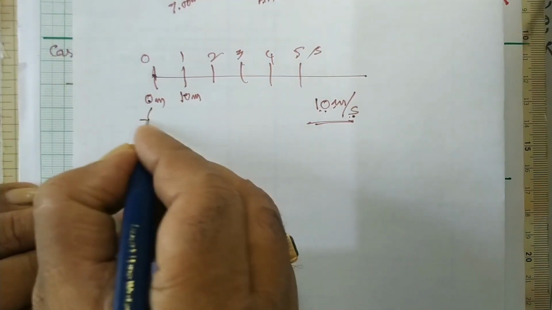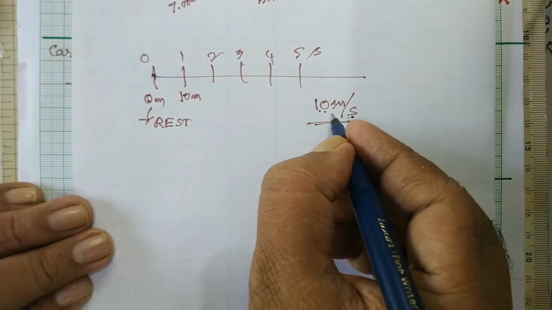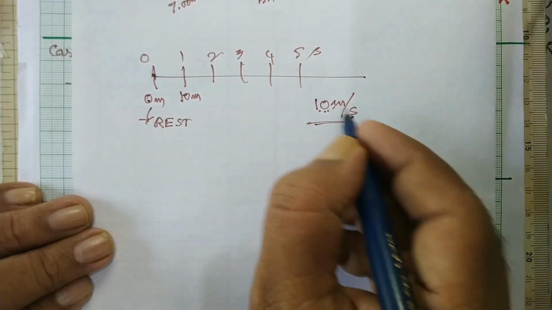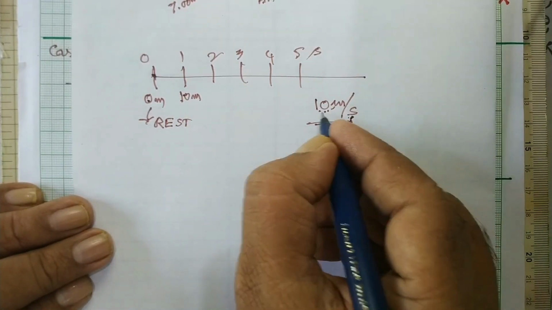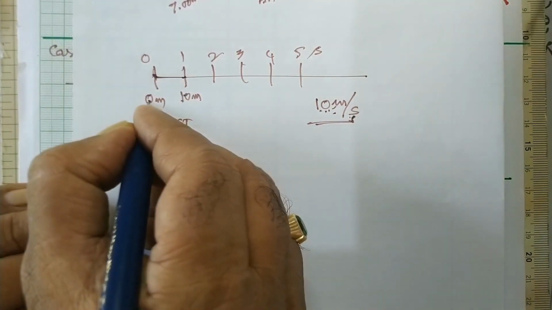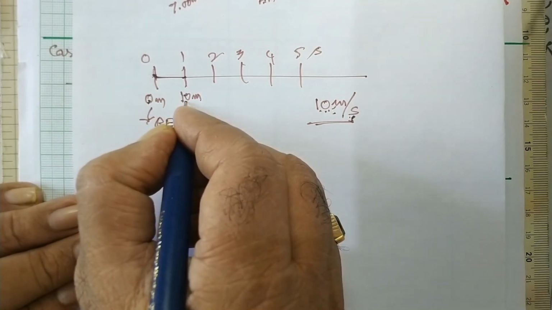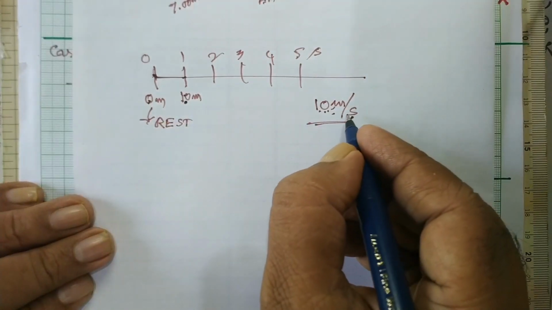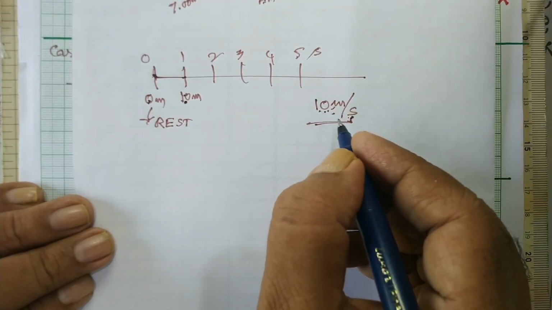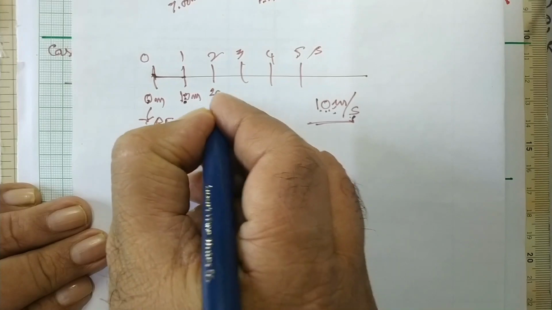It is starting from the rest, 0 meter, and moving with a velocity 10 meter per second, let us say. 10 meter per second means in 1 second it is 10 meter. So in 1 second it has covered 10 meter. So 0 meter will become 10 meters. Now it has come to 10 meter. In the next 1 second it will cover 10 more meters. So 10 plus 10 it is 20 meters.